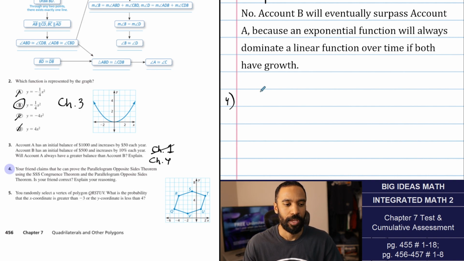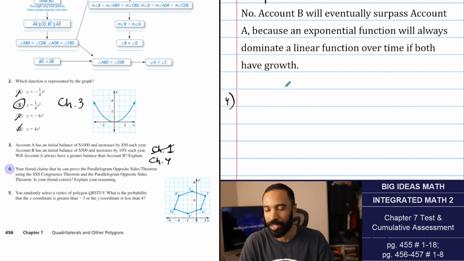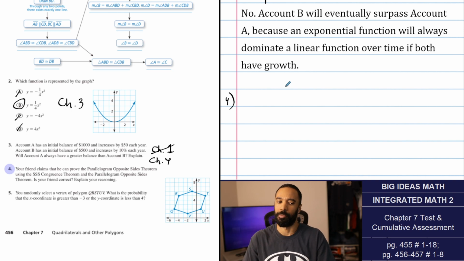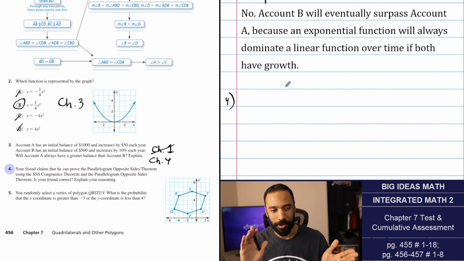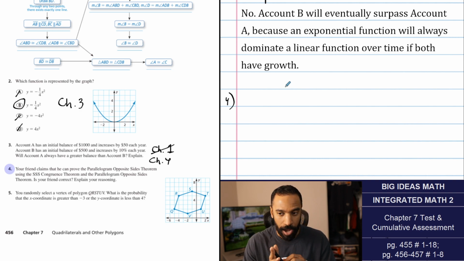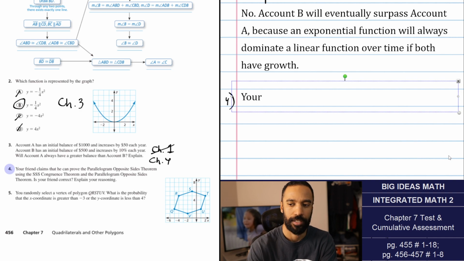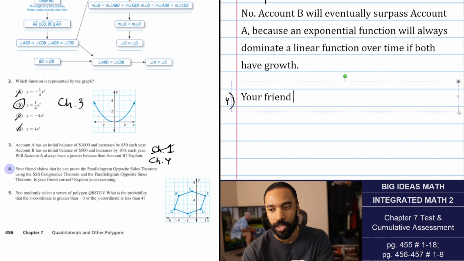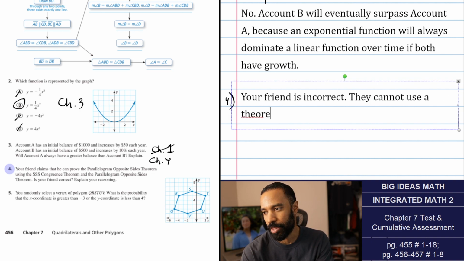Number 4. Your friend claims he can prove the parallelogram opposite sides theorem using the side congruence theorem and the parallelogram opposite sides congruence theorem. Is your friend correct? Explain your reasoning. Either there's a typo or it says proving a theorem with a theorem. No. You cannot use a theorem to prove a theorem. Your friend is incorrect. They cannot use a theorem to prove itself.